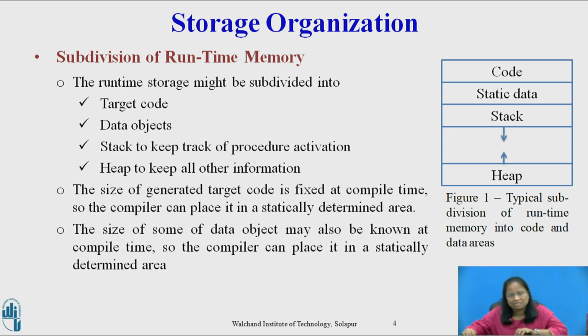The size of the generated target code is fixed at compile time, so the compiler can place it in a statically determined area. The size of some of the data objects may also be known at compile time, so the compiler can place them in the statically determined area. One reason for statically allocating as many data objects as possible is that the addresses of these objects can be compiled into the target code. All data objects in Fortran can be allocated statically.